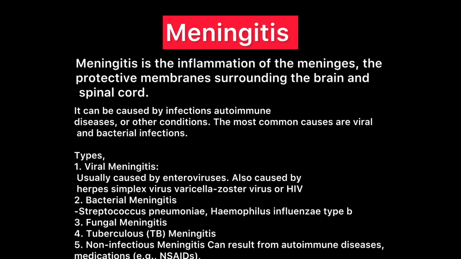Bacterial meningitis can be caused by Streptococcus pneumoniae and Haemophilus influenzae type B, and in some conditions, meningitis can be caused by fungal infections. And sometimes Mycobacterium tuberculosis infection can spread into the meninges, which is known as tuberculous meningitis. Some other non-infectious meningitis can result from autoimmune disease and drugs like NSAIDs.